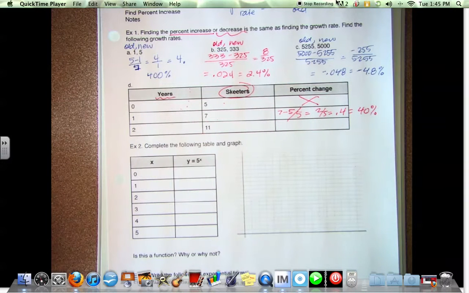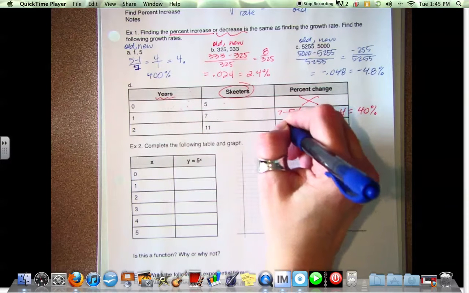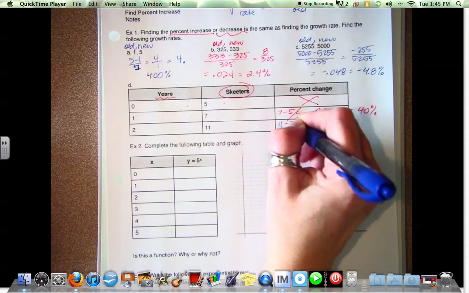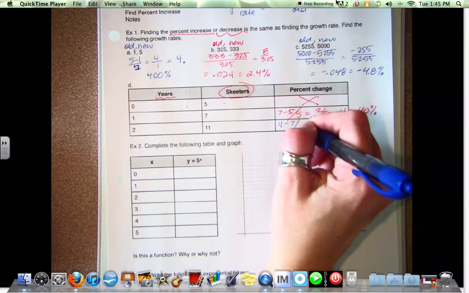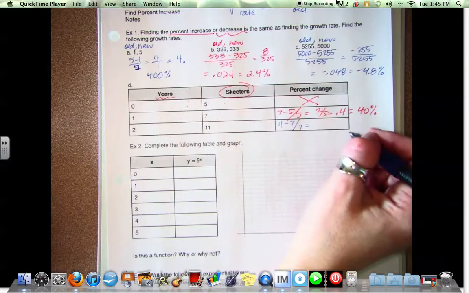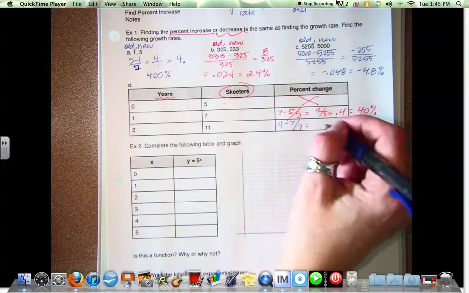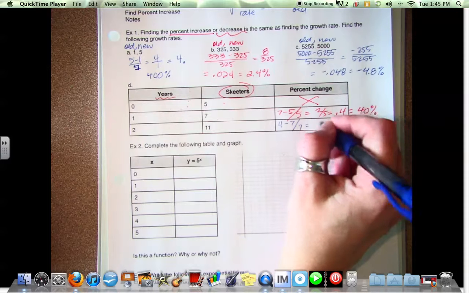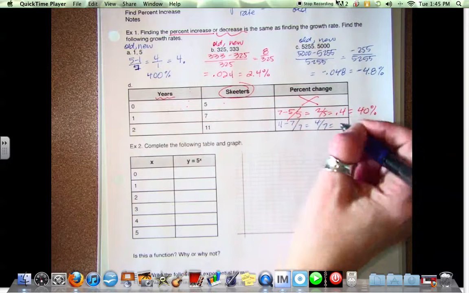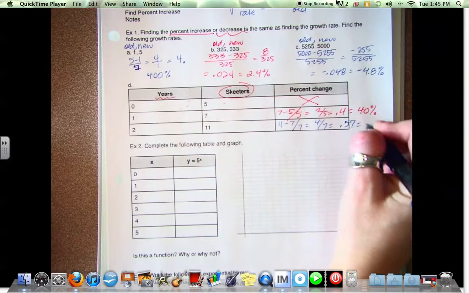So in comparing years 1 and 2, you would do 11 minus 7 divided by 7. New minus old divided by old. 4 divided by 7, which is 0.57. Which is 57%. Okay.